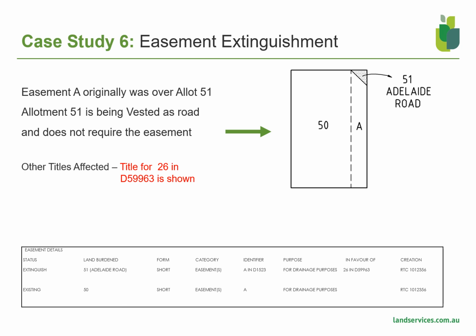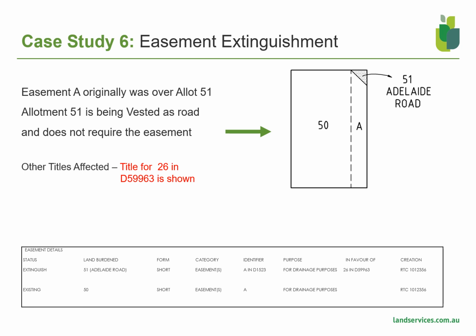In this case study, easement A originally was over both allotment 50 and 51. Allotment 51 is to be vested as road and does not require easement A. However, allotment 26 in deposited plan 59963 has a dominant easement over all of A. Therefore, the title for allotment 26 in deposited plan 59963 must be shown in the other titles affected panel.